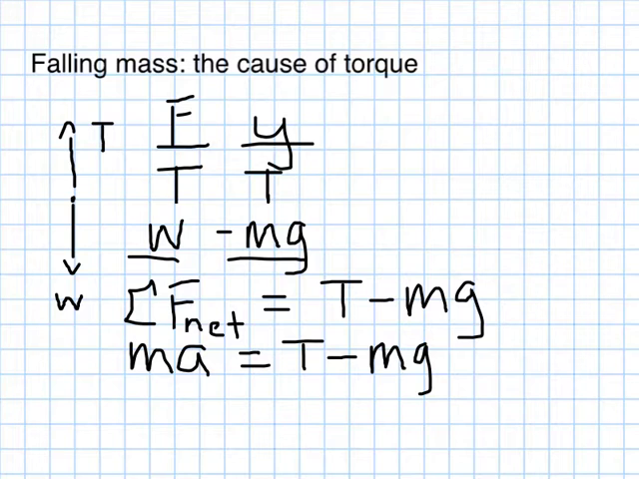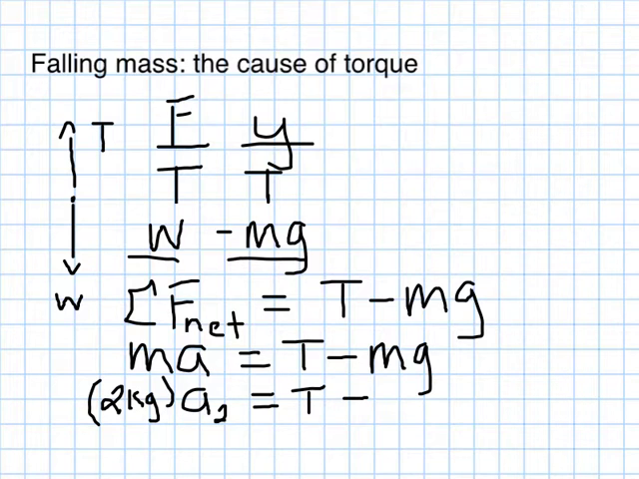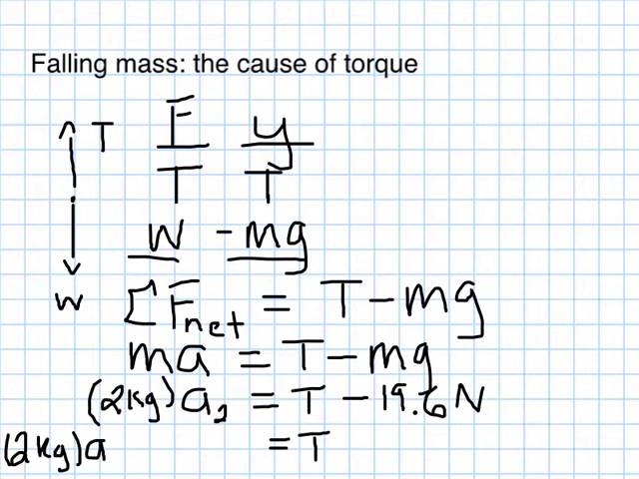So I can go ahead and put some numbers in here. I'm going to have 2 kilograms times the acceleration of the 2 kilogram mass, so I'll put a little subscript 2 just to give it a name. This is going to equal the tension in the string minus 2 kilograms times 9.8 meters per second squared. That's 19.6 newtons. I can rearrange this to solve for the tension. The tension in this case is going to be 2 kilograms times the acceleration of the 2 kilogram mass plus 19.6 newtons.